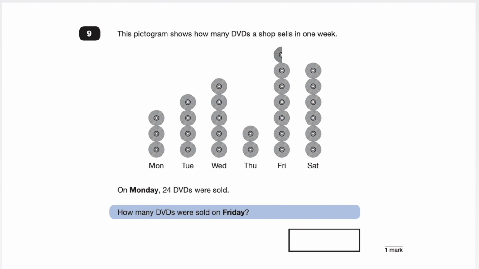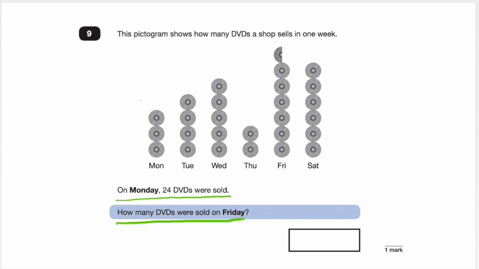Question 9, and this is a classic one that people will make mistakes on. So let's have a look at it. It says this pictogram shows how many DVDs a shop sells in 1 week. So let's just understand that this DVD here is not a value of 1 DVD. It's been given the picture to denominate a certain amount of DVDs. So it says, on Monday, 24 DVDs were sold. How many DVDs were sold on Friday?